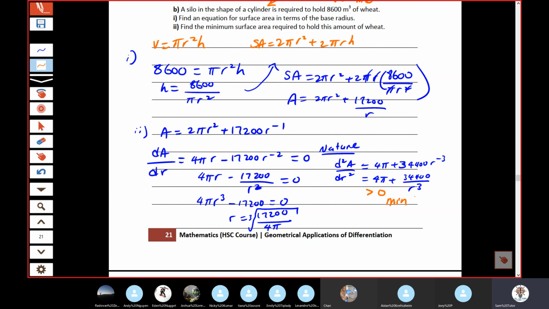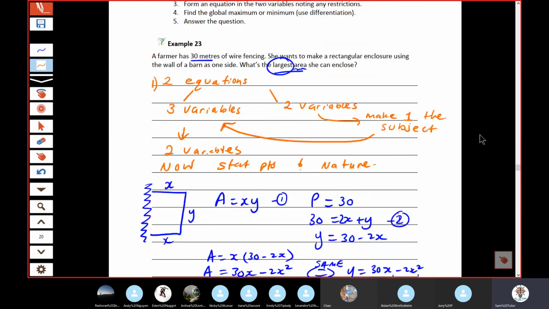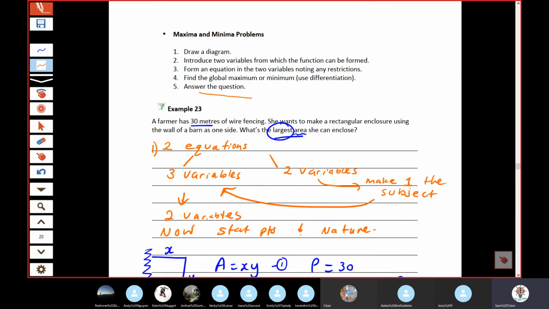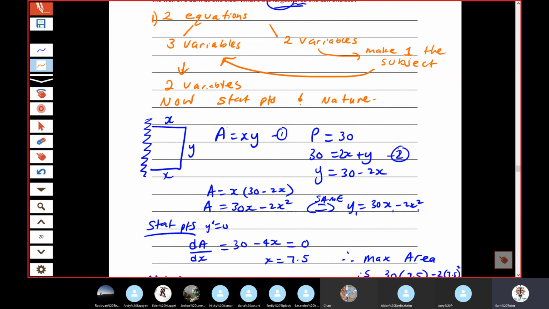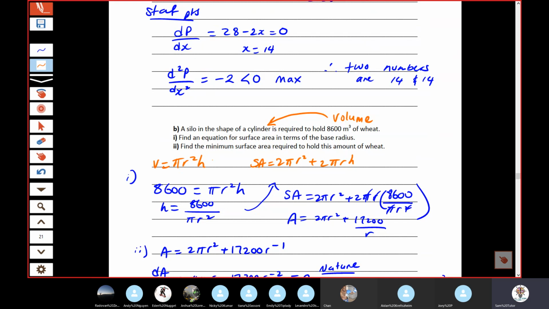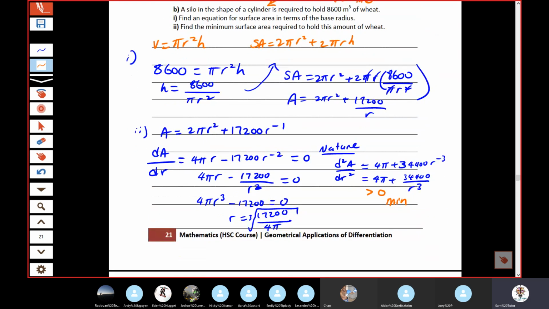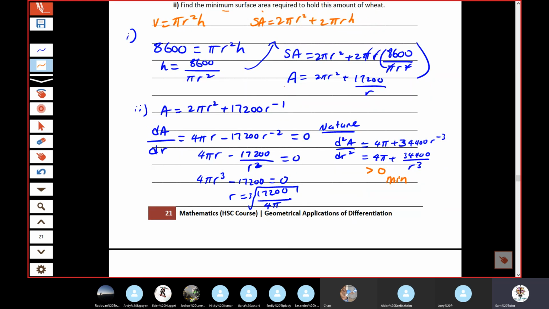Remember step 5, when I wrote it up before: answer the question. Everyone forgets when they do all this math that you've got to answer the question. What was the question? Find the minimum area. You didn't find area, you went and found radius. So to find your area, you actually know what r is. You plug that into your calculator, plug it in here.